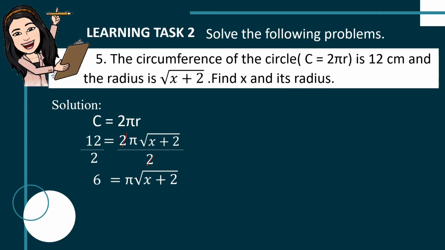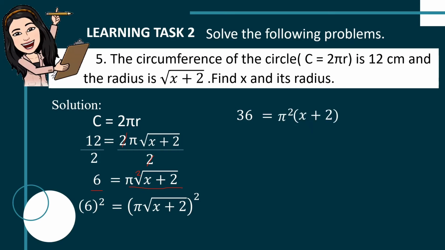So, this time, we have two expressions. We have 6 and pi times square root of x plus 2. And the index is 2. So, therefore, let us raise them to the power of 2. What is 6 squared? 6 times 6 is 36. How about the square root of x plus 2 times pi, squared? That is equal to pi squared times x plus 2. So, nakancel na natin. Square root of x plus 2 quantity squared is equal to x plus 2.